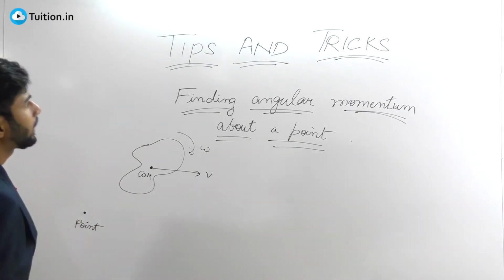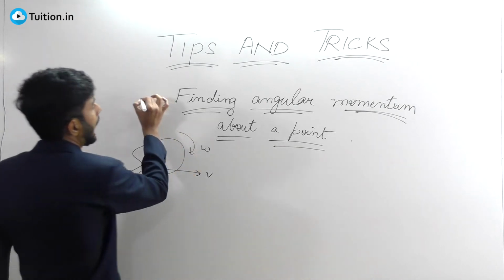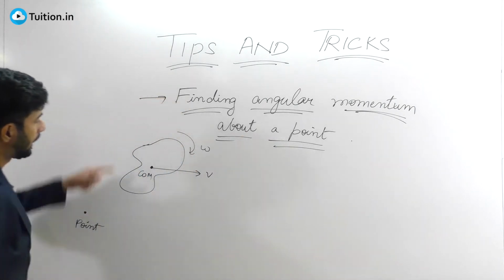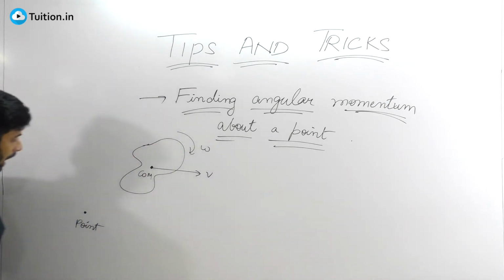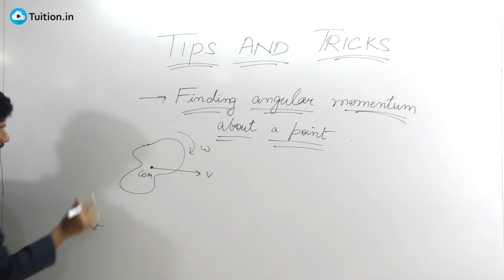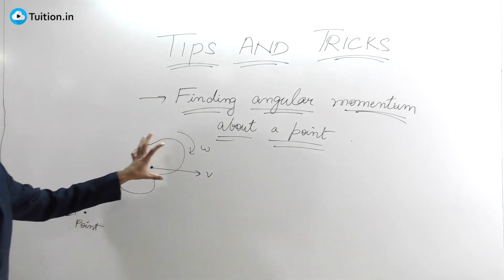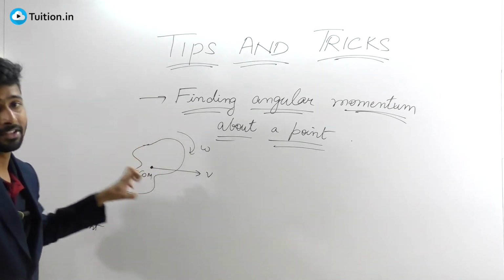In this video we will look at a very useful trick to find angular momentum about a point. So you have this particular body which is rotating with omega, also it's going forward with v. How do I find the angular momentum of this body about this point? Remember, we have to break this problem into two parts.